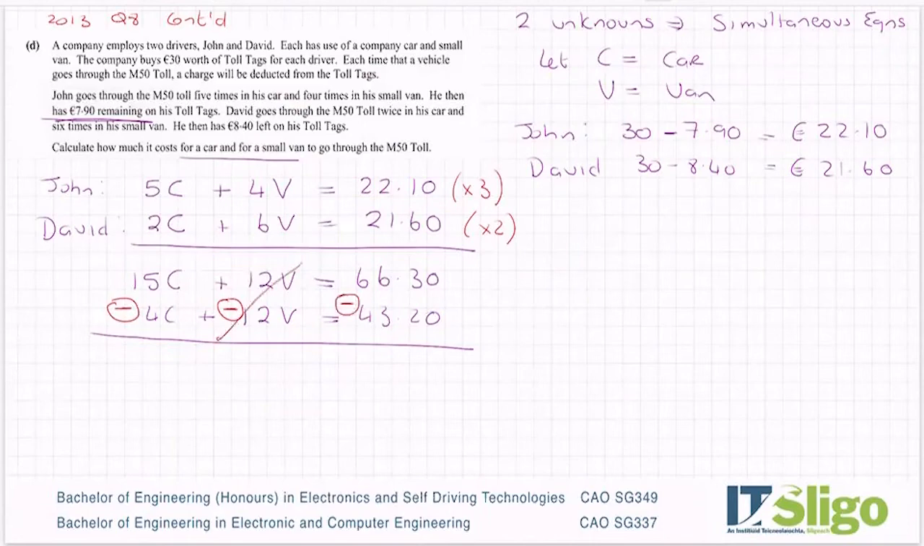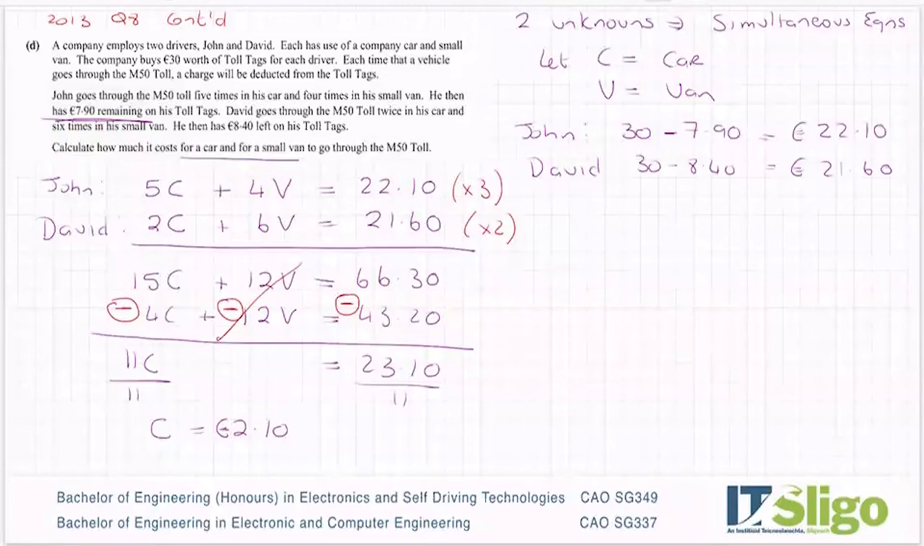Now plus 12 and minus 12 cancel. So let's then add up. 15C minus 4C is 11C. 66.30 minus 43.20, I'm getting 23.10. Divide by the number in front of C. So I'm getting a car is €2.10.